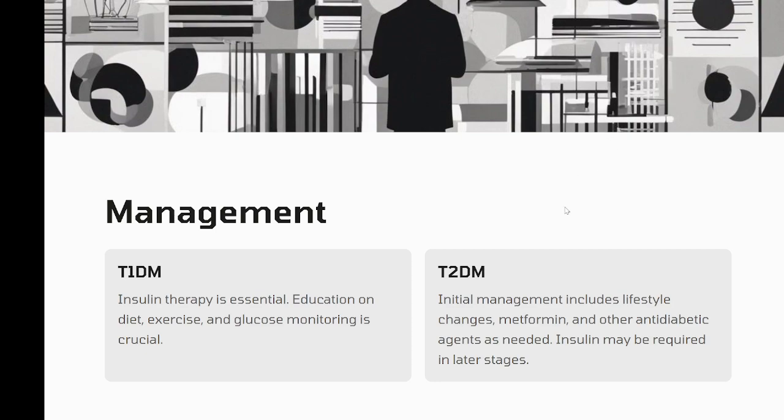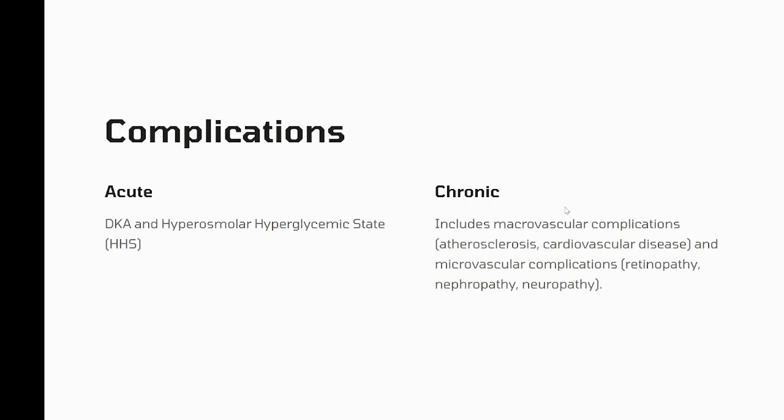Complications: both types of DM can lead to acute and chronic complications. Acute: DKA and hyperosmolar hyperglycemic state, HHS. Chronic includes macrovascular complications, atherosclerosis, cardiovascular disease, and microvascular complications: retinopathy, nephropathy, neuropathy.